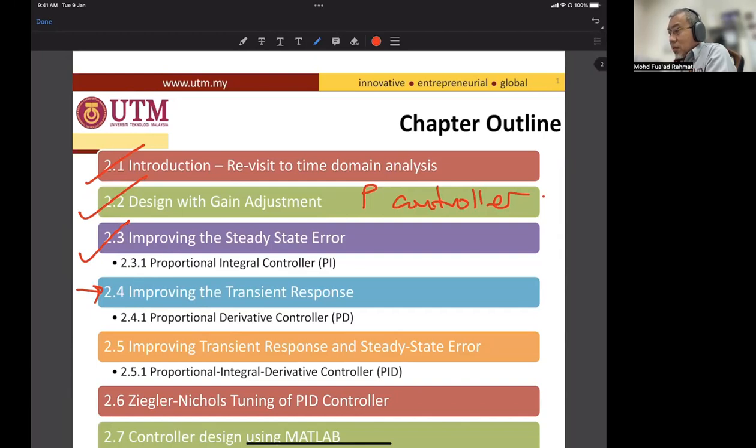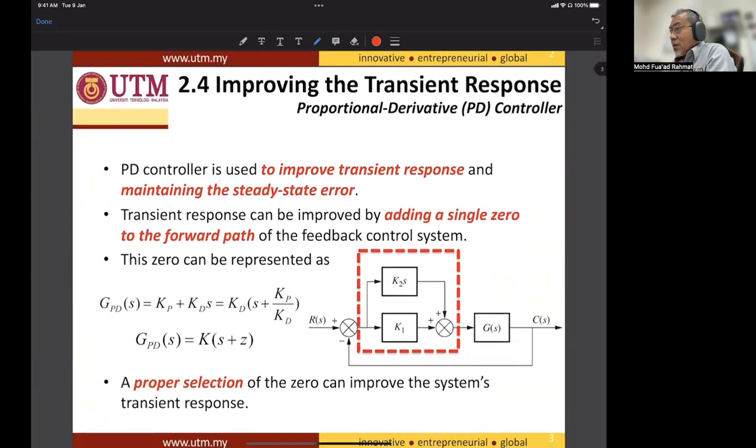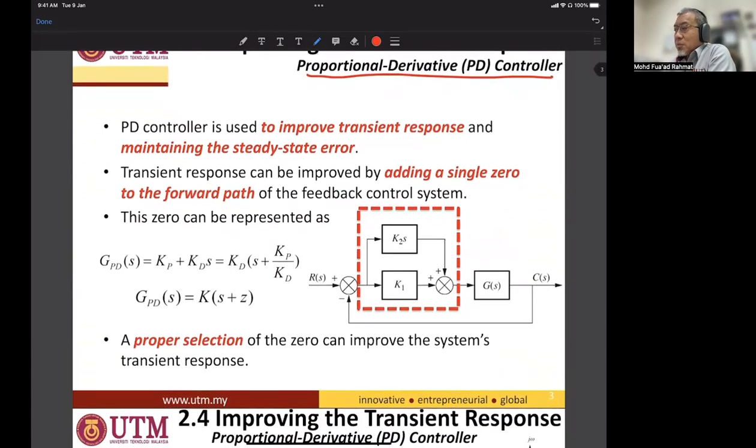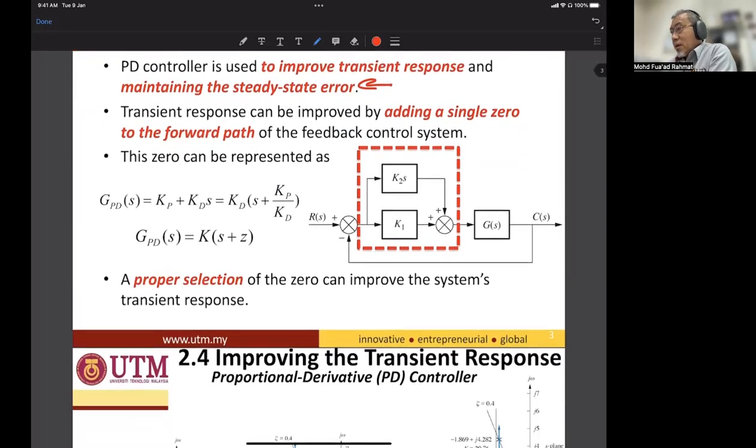We do this by using a PD controller. To improve the transient response, we introduce the proportional derivative controller. The PD controller is used to improve the transient response while maintaining the steady state error. This is carried out by adding a single zero to the forward path. There is no 1 over S, on the feedback control system.